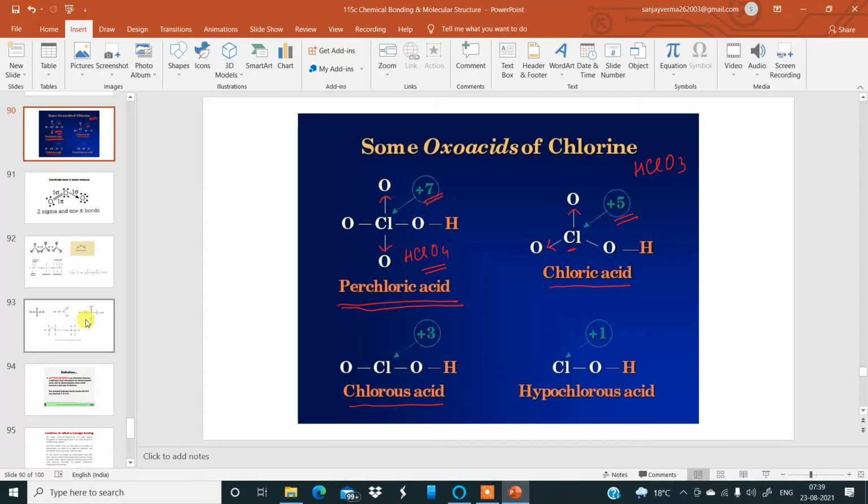Then the third oxo acid of chlorine is chlorous acid. Chlorous acid has the formula HClO2. If you look at chlorous acid, the central chlorine atom has oxidation number +3, covalency is 3. It also has a coordinate bond, and the coordinate bond is this one. Then the next oxo acid of chlorine is hypochlorous acid, HOCl. Here this chlorine atom has oxidation number +1. So these were some oxo acids of chlorine.